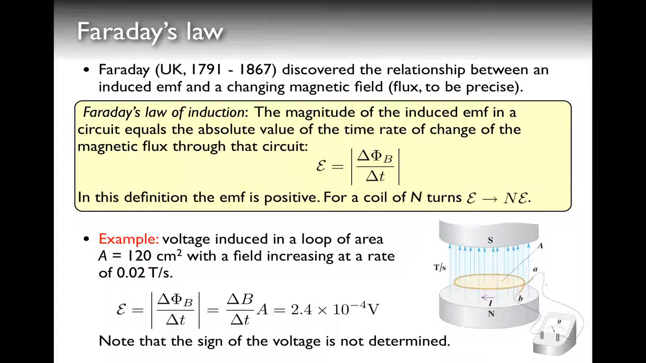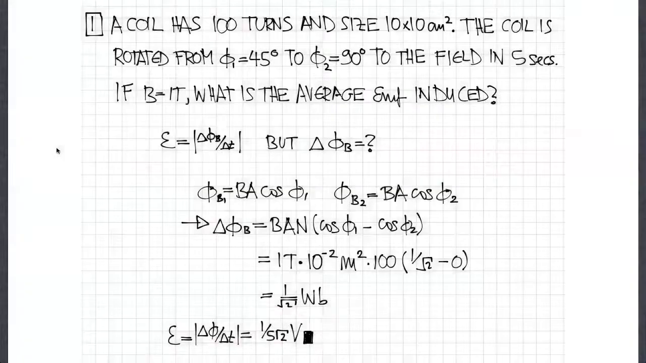Now let me show you another example. A coil has 100 turns and a size of 10 by 10 centimeters. By size I mean cross section. The coil is rotated from an angle of 45 degrees to an angle of 90 degrees to the field in 5 seconds. If the field is 1 Tesla, what is the average EMF induced? Again, the induced EMF is going to be d phi over dt. However, we don't know what the change in the flux is.